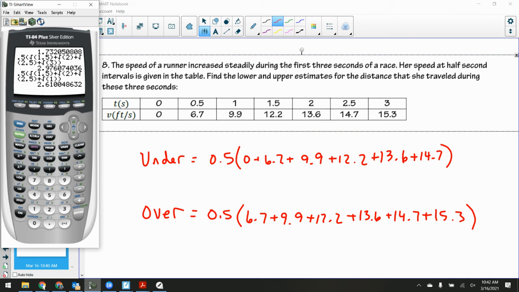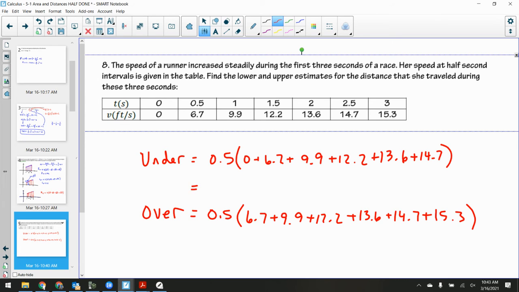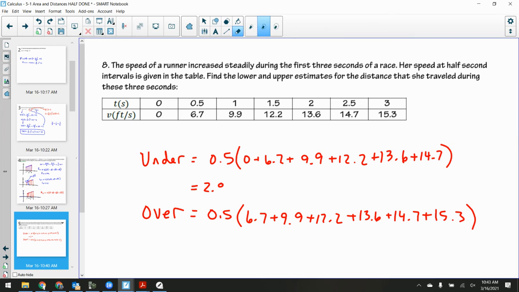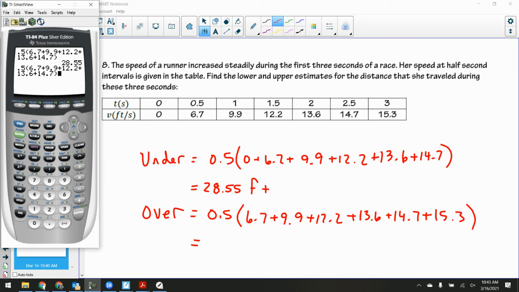Let's run those numbers. That gives me a 0.5 quantity times 6.7, plus 9.9, plus 12.2, plus 13.6, plus 14.7, and I end it there. That's my underestimate, 28.55 feet.